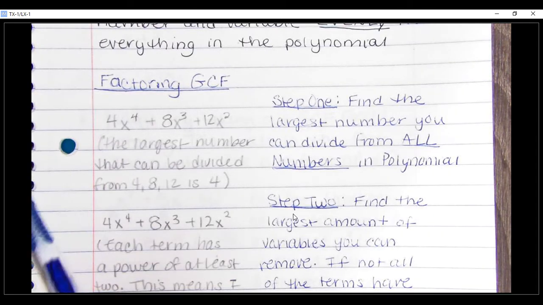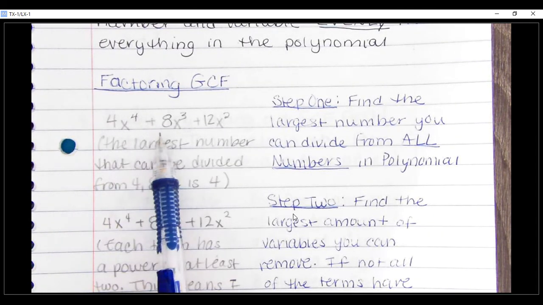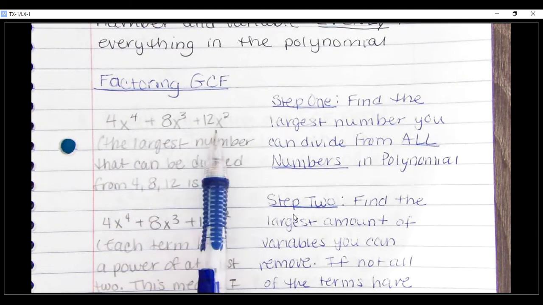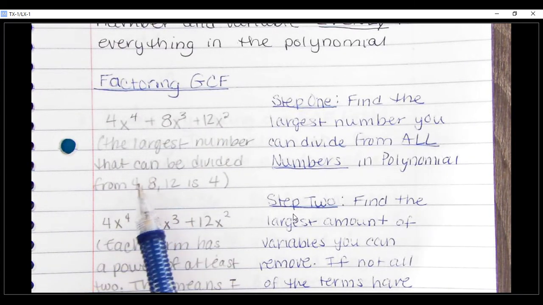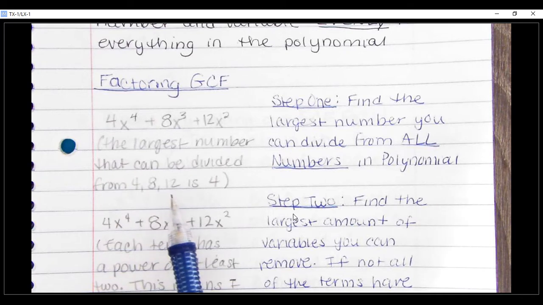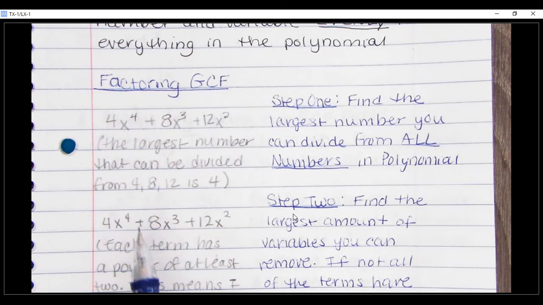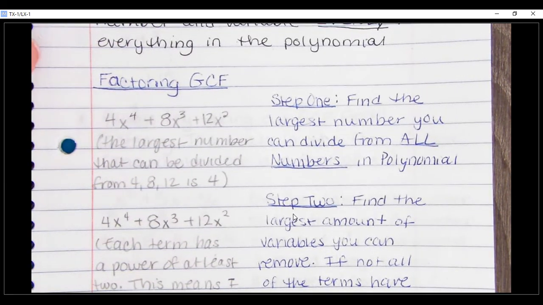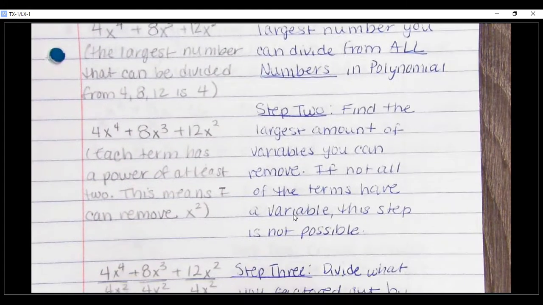So I have my example right here of 4x to the fourth plus 8x to the third plus 12x squared. The largest number that can be divided from 4, 8, and 12 is 4. So yes, 2 can go into each and every one of them, but that is not the greatest common factor. We want the largest number, and 4 is the largest number. Great, now we can move on to step 2.